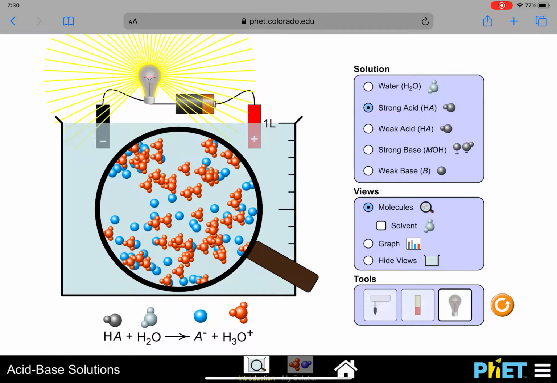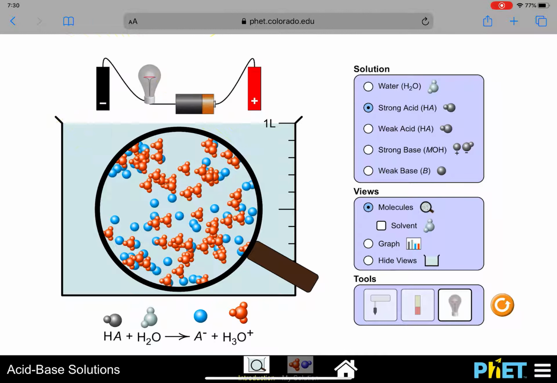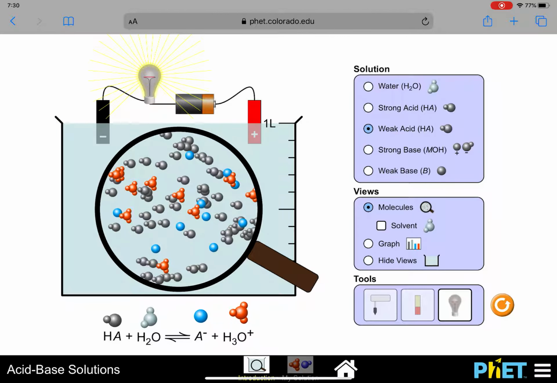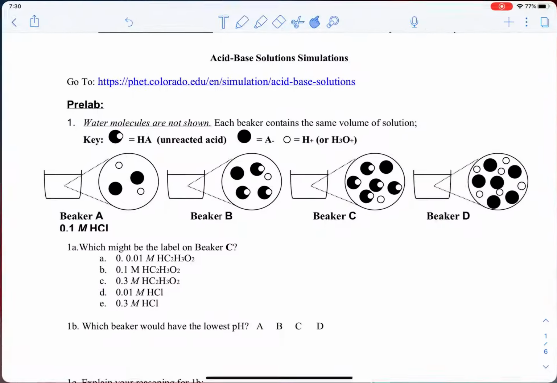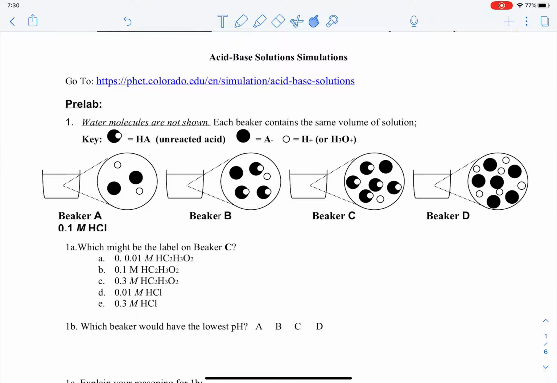So if we do it, wow, it goes Super Saiyan. The light bulb is very bright. We can see how it lights up. We go to weak acid, and okay, it's fine, not too great. But with strong acid, we really get a strong light, and again, that's due to the amount of ions in the solution. So that was a brief tour of the PhET simulation.